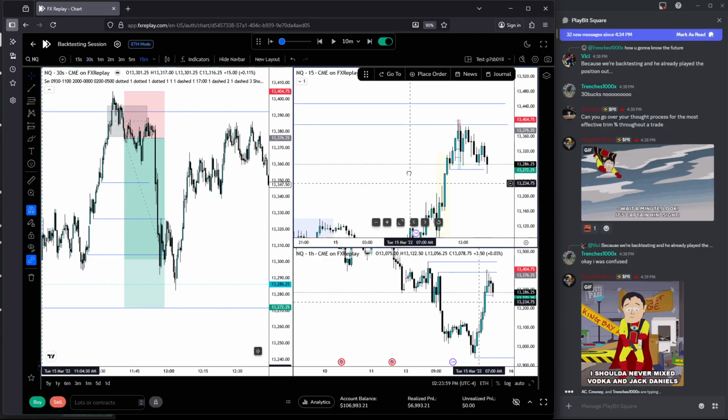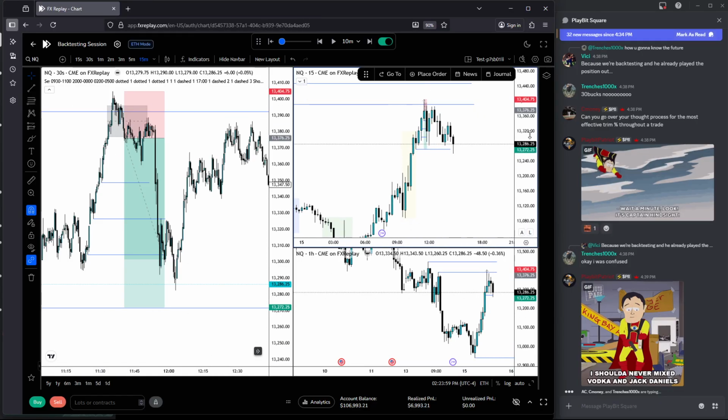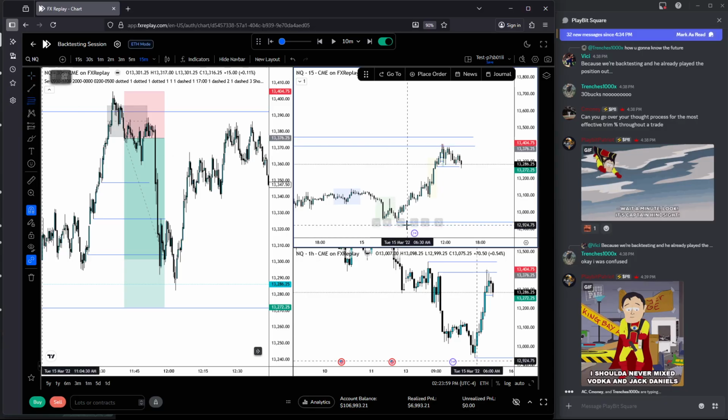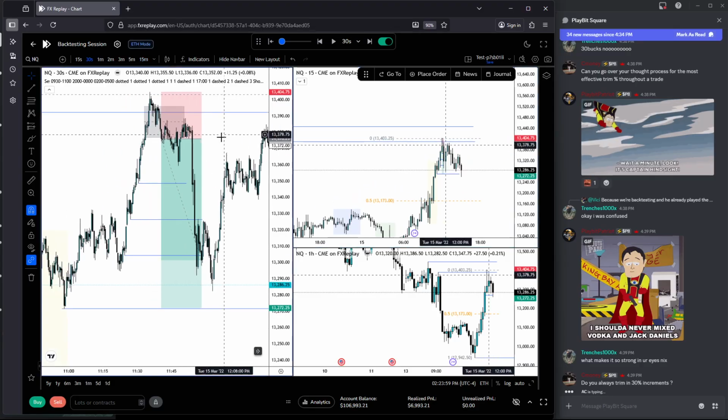It's also in discount of that range. It feels like it does. It's not in discount, I guess. No, this range is massive. What? It's not in discount. Oh, the range is massive, but yeah.